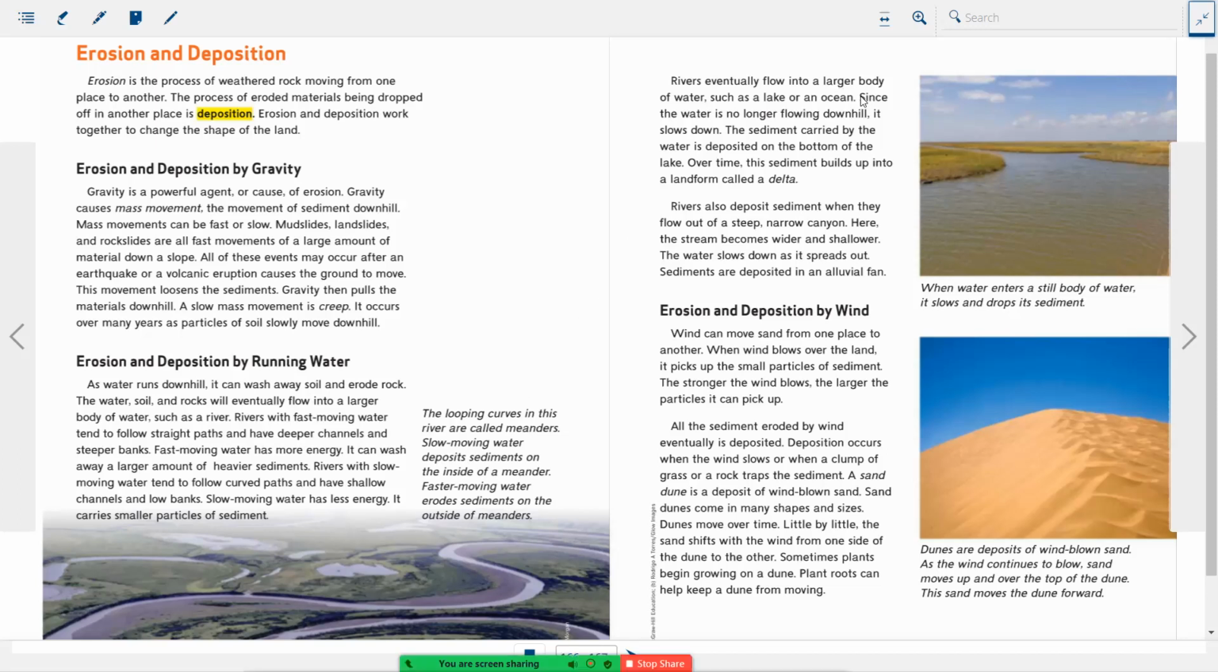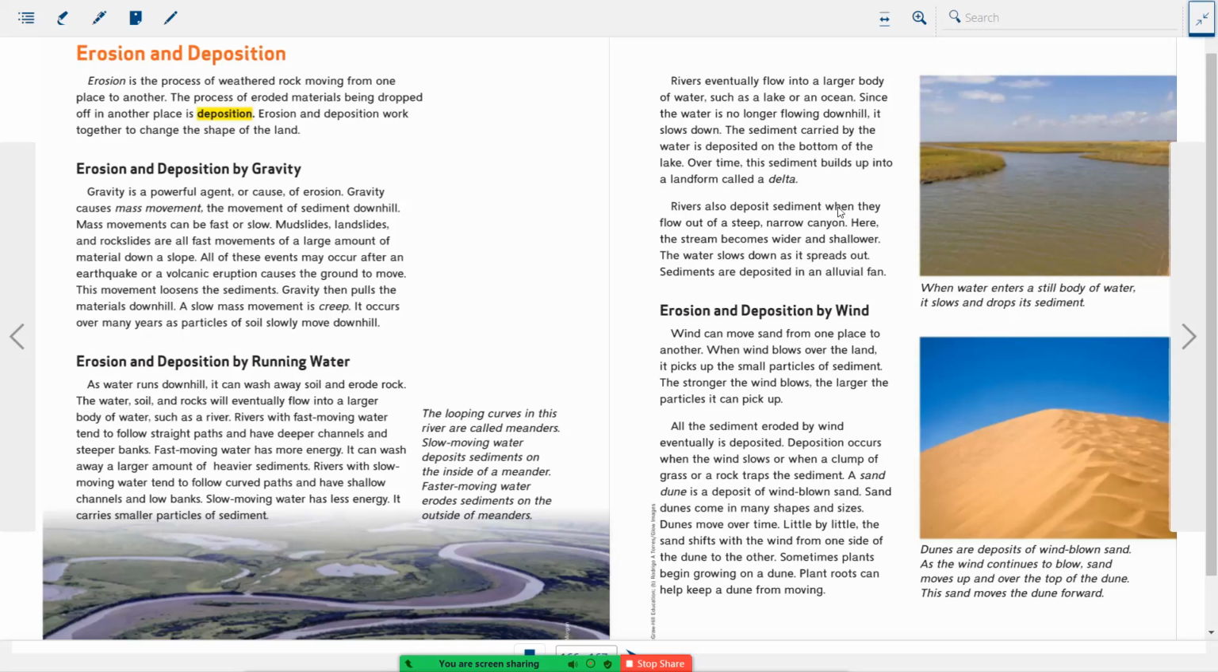Rivers eventually flow into a larger body of water, such as a lake or an ocean. Since the water is no longer flowing downhill, it slows down. The sediment carried by the water is deposited at the bottom of the lake. Over time, this sediment builds up into a landform called a delta.